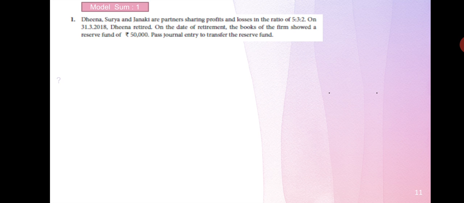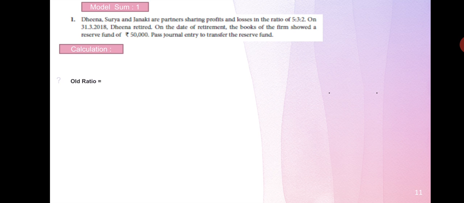Now this 50,000 must be transferred to the partners' capital accounts. For this we want to write the journal entry, the model journal entry we saw in the previous slide. First let us do the calculation. This calculation is rough work. After you do the calculation, you can start writing the journal entry.